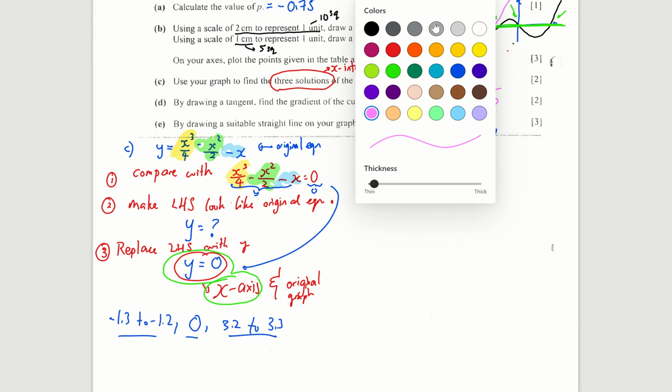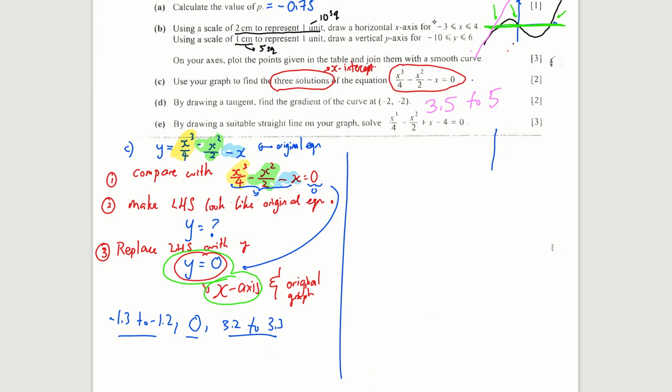Part E, by drawing a suitable straight line, solve this. Whenever they want you to draw a suitable straight line or to find solutions, actually you can use back the 3 steps. I'd like all of you to pause the video here and try first. Okay, you have tried? Let's go through the answer.